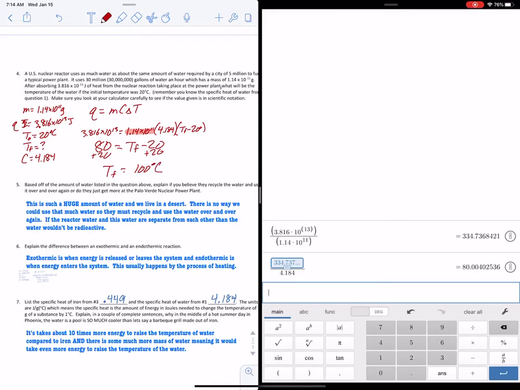Right, so what I was saying is with this 1.14, if you punch in your calculator and you don't put it in parentheses, what it'll do is divide by 1.14, and then multiply that by 10 to the 11th, and that's not what you want, obviously.